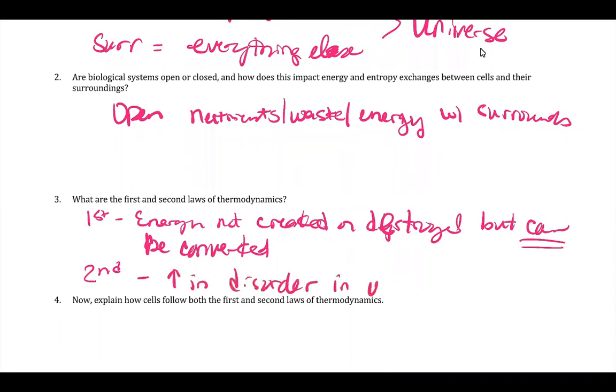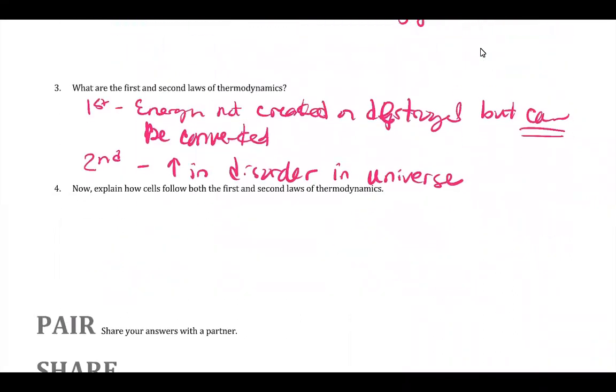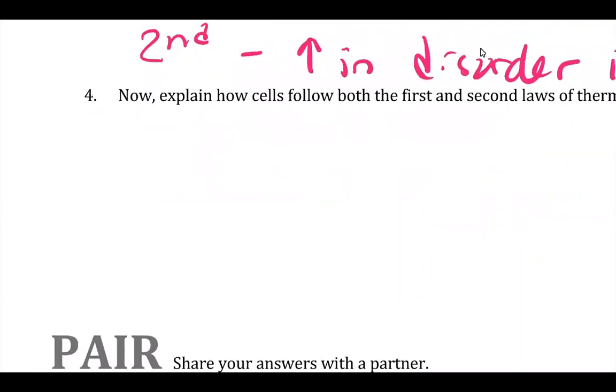in the universe, right? So how is it that we can build these big macromolecules and all those anabolic pathways when all of our universe is supposed to be tending towards disorder, right? So how can cells still follow both the first and second laws of thermodynamics? That's a really interesting question that you really have to sort of think about. And I want you to try to answer this before I do. So pause it, try to answer it before I do.